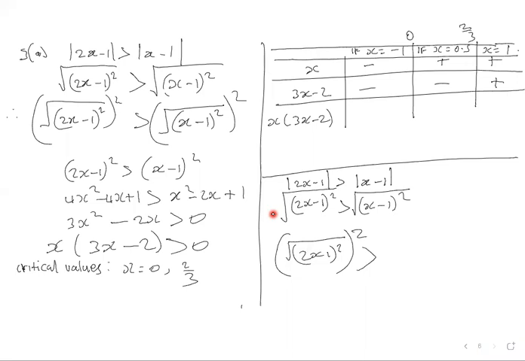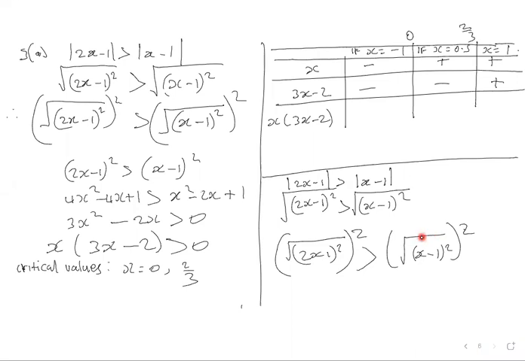Similarly, on the other side of the inequality, you have square root of x minus 1 squared. So now, how do you get rid of the square root? To get rid of the square root, you can introduce a square. You can introduce a square like this. So this square and the square root, the two will get rid of each other.